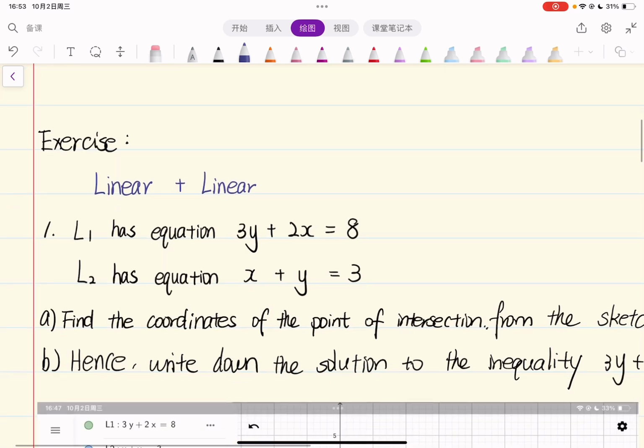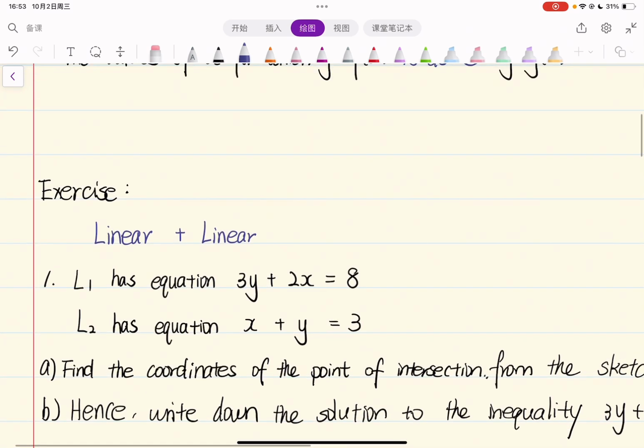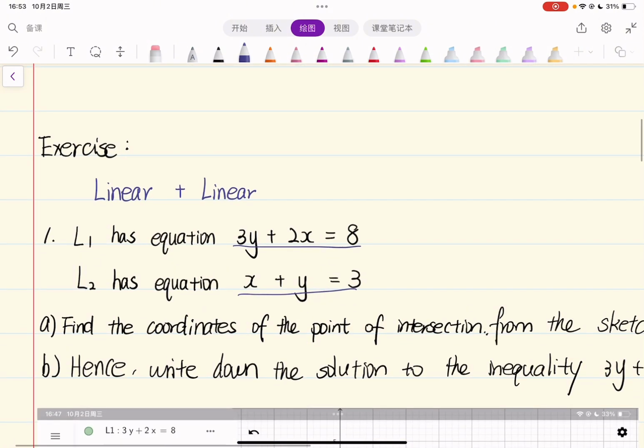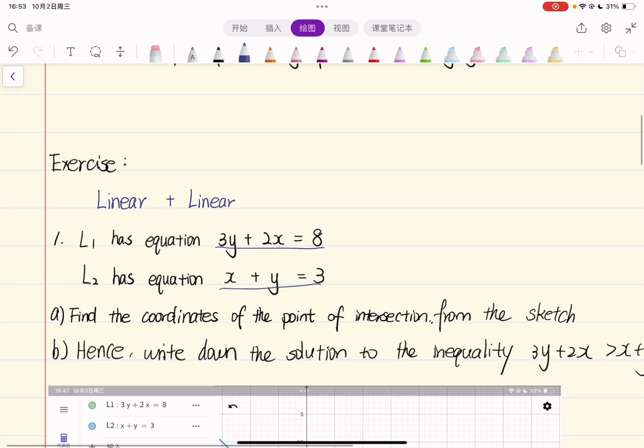Let us see some examples. So the first one, we have two linear functions. L1 has equation 3y plus 2x equals 8, and L2 has equation x plus y equals 3. In part A, it asks you to find the coordinates of the point of intersection from the sketch.